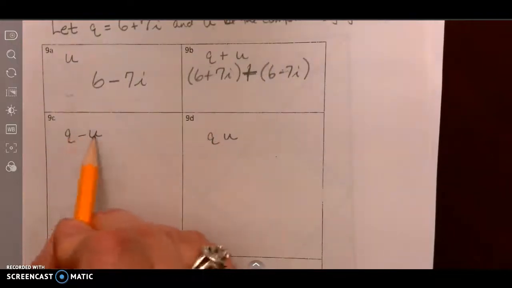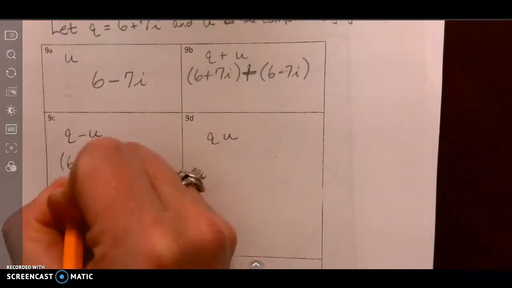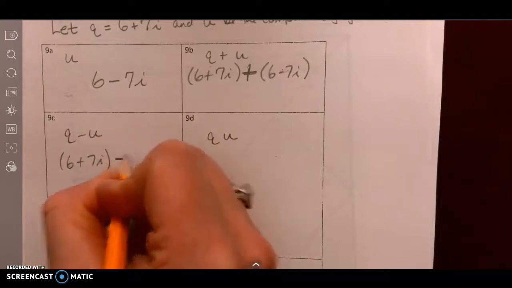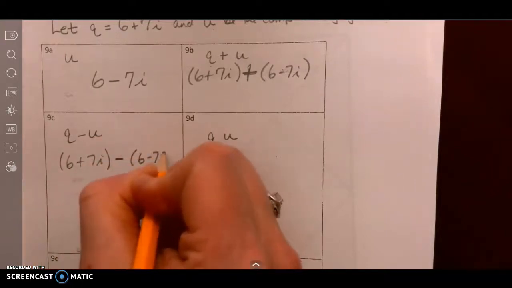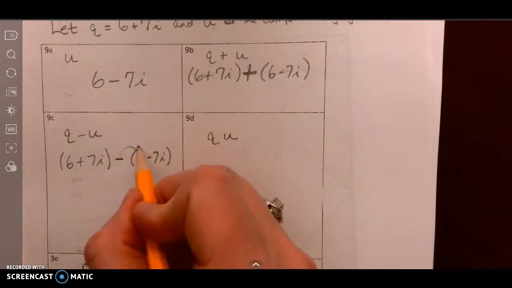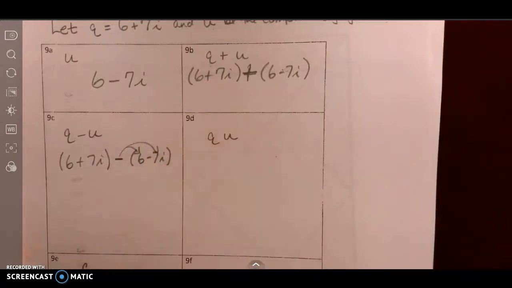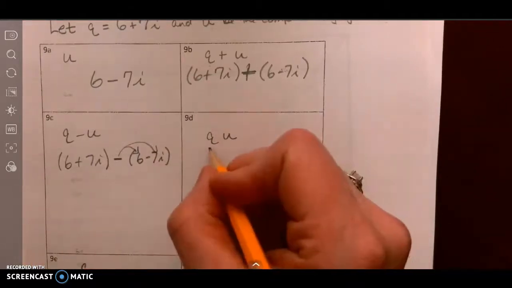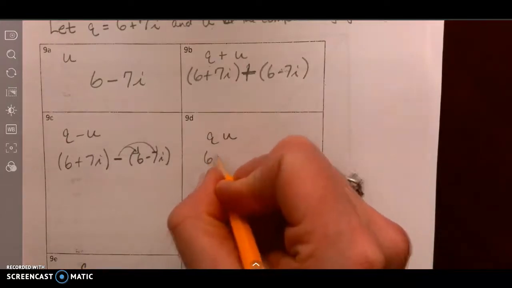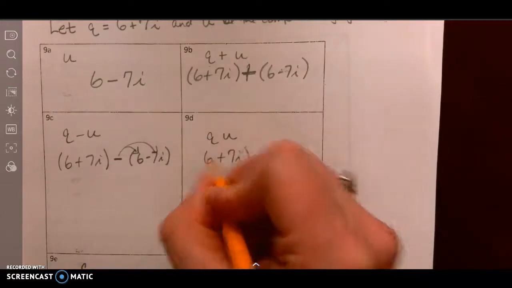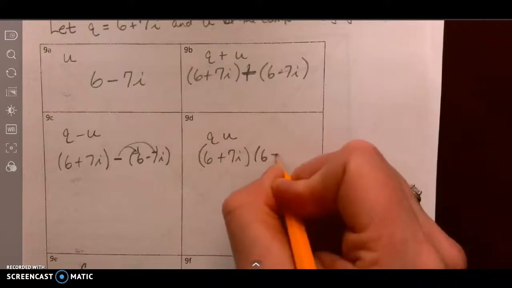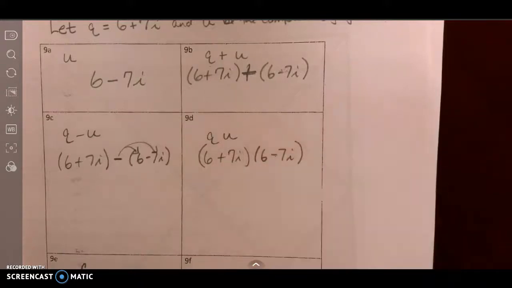Here you're going to do q minus u, so you're going to do 6 plus 7i minus 6 minus 7i. Don't forget to distribute that minus sign to both. And then you'll get your answer. I'm going to let you do that yourself. For q times u, you're going to take 6 plus 7i and multiply by 6 minus 7i. And you're going to use FOIL to find this one.